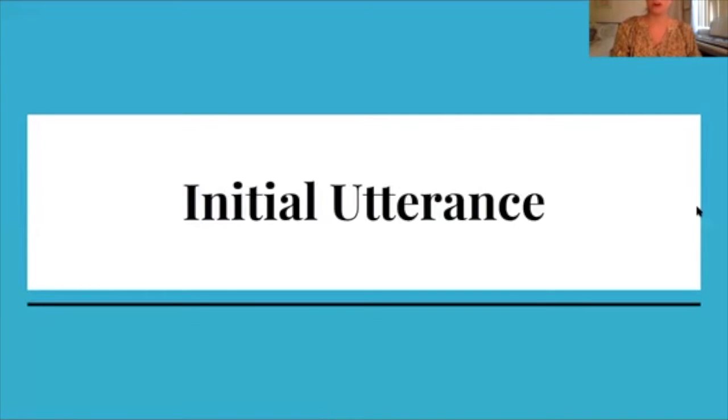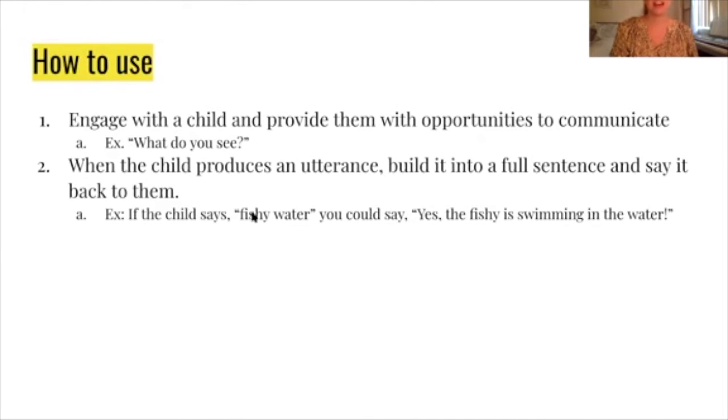So the way that it's going to work is the child is going to say something, right? That's the initial utterance. And then you're going to build up. So the child could say, fishy water. And then you're going to say, yes, the fishy is swimming in the water, right? So you're building up based off of what they said. You're expanding, just like we talked about last week. And here there was just an example to provide them with an opportunity if they don't say something first, saying, what do you see?